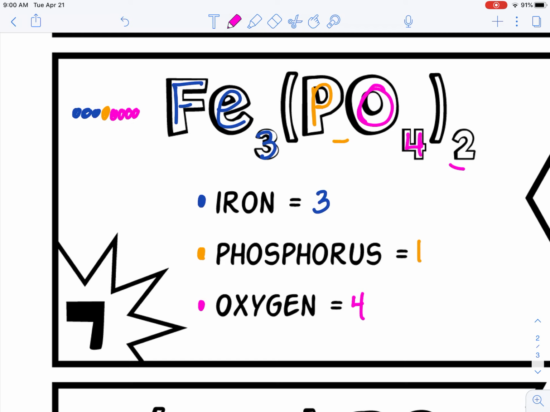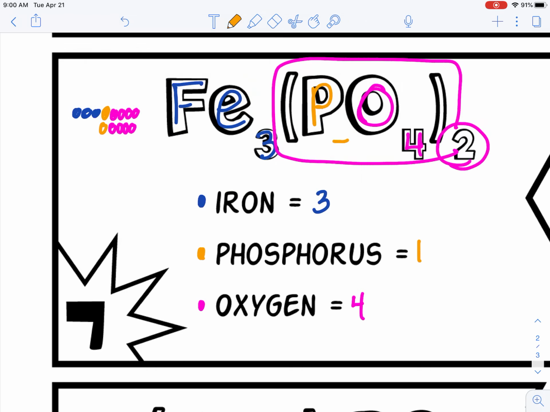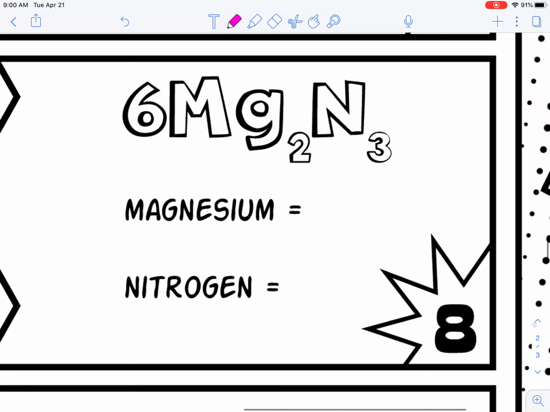But let's go back and add this parentheses around the oxygen and the phosphorus. So 1, 2, 3, 4 more oxygen and 1 more phosphorus. So phosphorus would be 1 times 2. If I counted it up, I would have 2. Oxygen is 4 times 2, and that would give me 8. Same thing, try out problem number 8 and then restart the video.